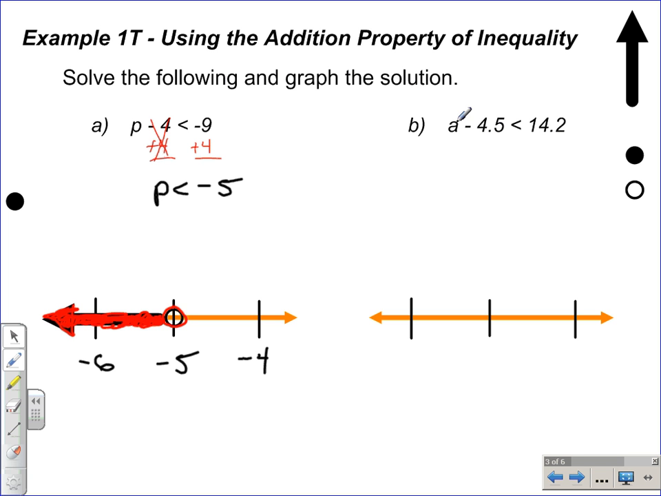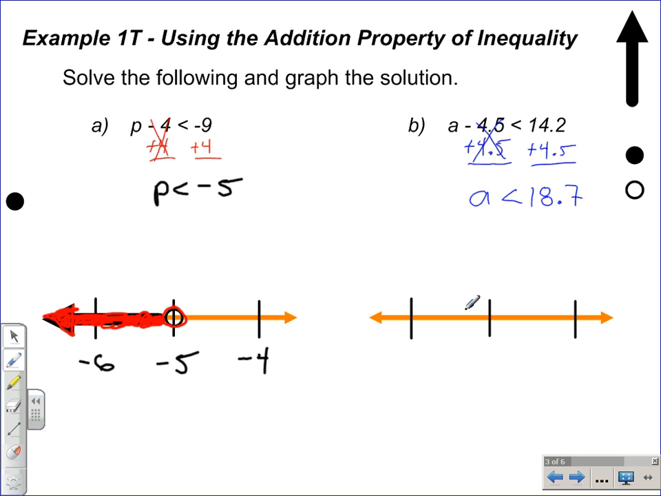In part B, since it's a minus 4.5 and we want to get the a by itself, we want to do the opposite of subtract 4.5, which is add 4.5 to each side. Remember, we add to each side because of the addition property of inequality. Simplifying the left side leaves us with a because minus 4.5 and plus 4.5 are opposites and become 0. I bring down the inequality and then I simplify the addition on the right-hand side. 14.2 plus 4.5 gives 18.7. So the solution here is a is less than 18.7.